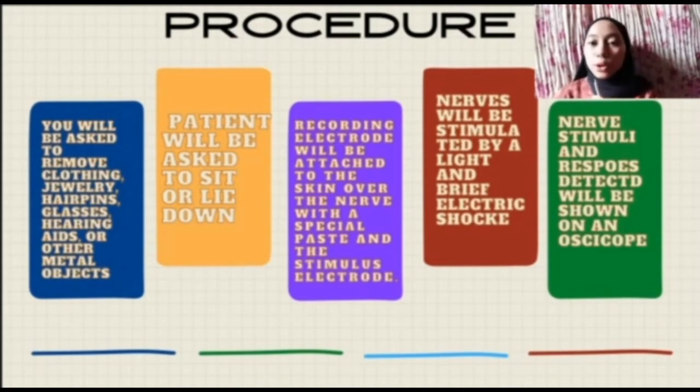Number 4, the nerve will be stimulated by a light and brief electric shock given through the stimulator electrode. You may experience some discomfort for a while. And the last, number 5. The nerve stimulation and response detected will be shown on an oscilloscope. An oscilloscope is a monitor that displays electrical activity in the form of waves.